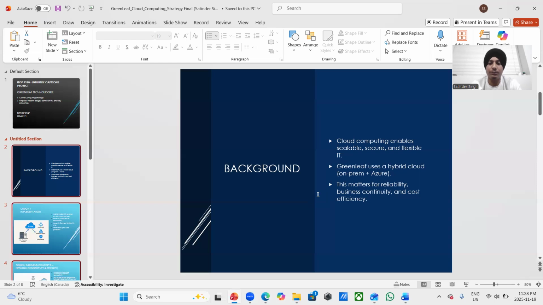Why does it matter? For reliability, business continuity, and cost-effective efficiency. For example, if any failure or disaster occurs, there is no risk of data loss because there is redundancy. So the business will continue without any problem.